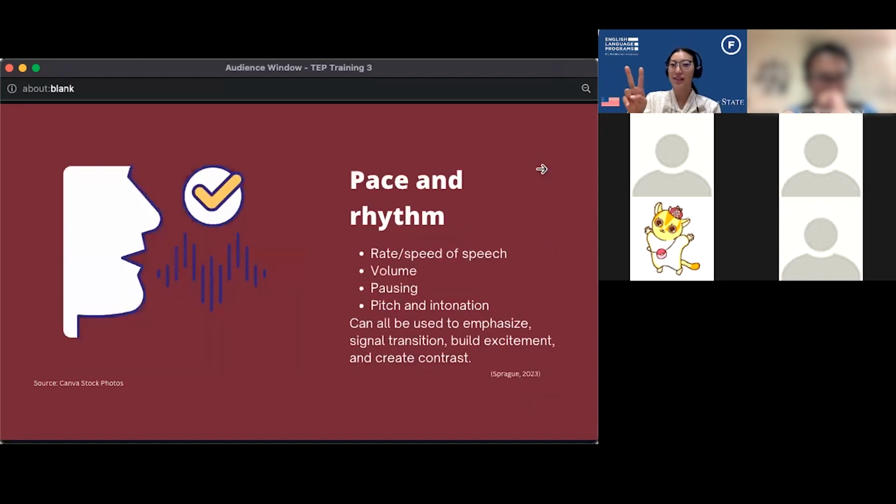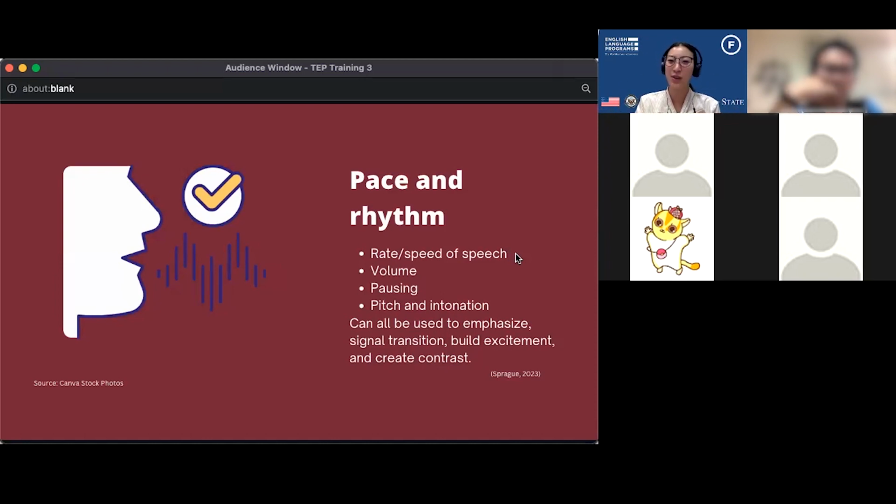Now let's go on to the second area, which is pace and rhythm. Pace and rhythm refers to the speed of your speech. How quickly are you talking? Are you talking very fast? Is this too fast for people to understand? If you talk too fast, then it's really hard for the audience to really hear everything that you're saying.